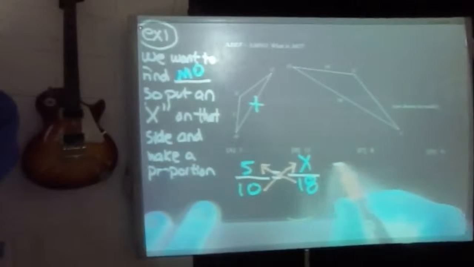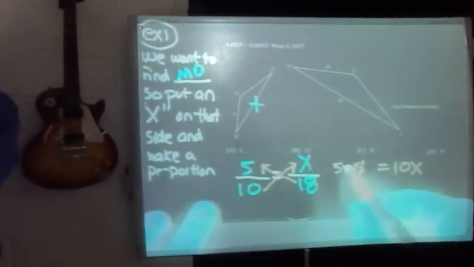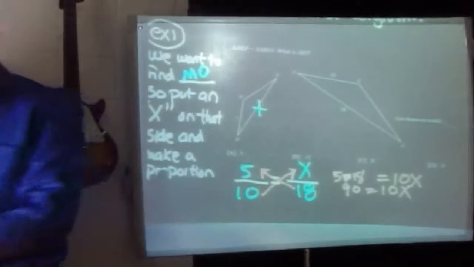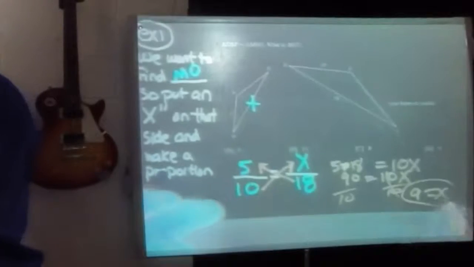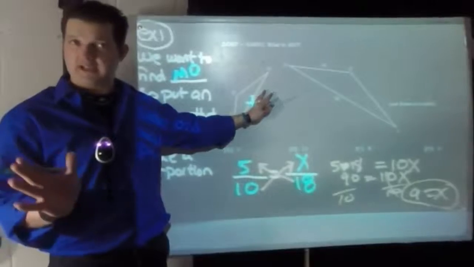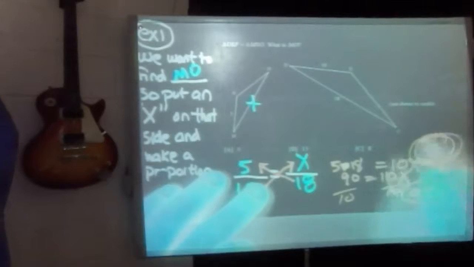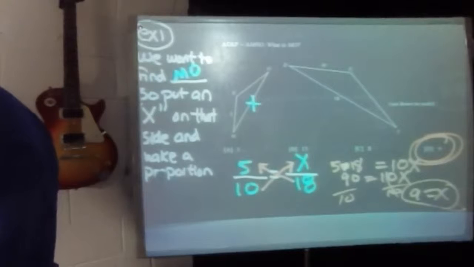So you get 5 times 18, which is 90. So 90 is 10x. Then all you got to do is divide both sides by 10. X equals 9. Before you circle it, make sure MO doesn't have algebra junk, it's just x. So the answer is 9. We don't have to plug in algebra junk. In this case, it is just 9. Yeah, so we were done.